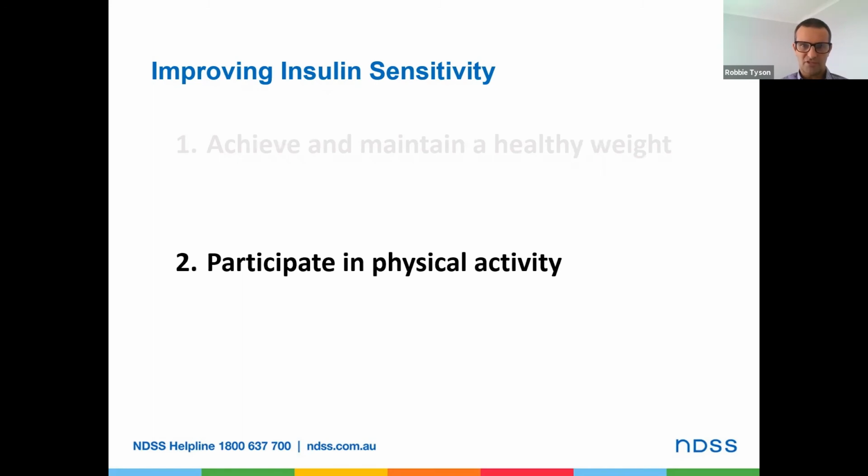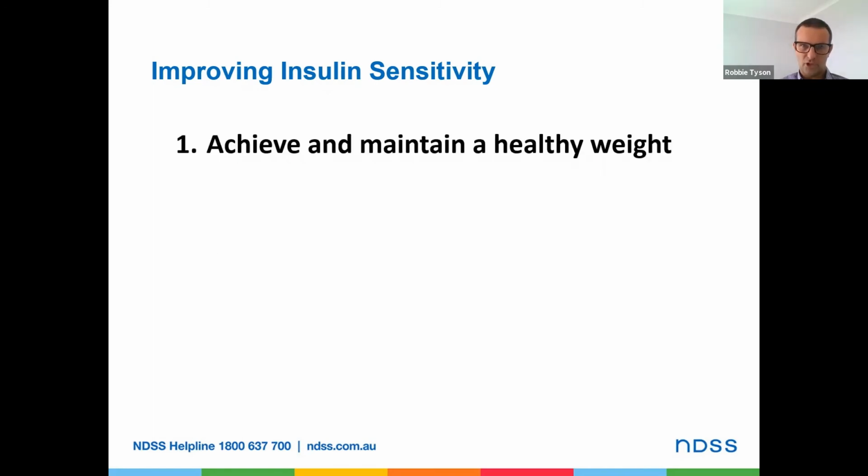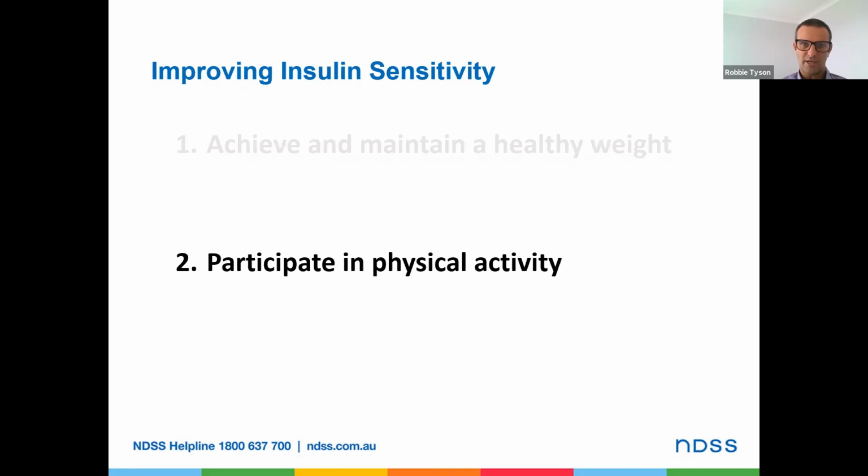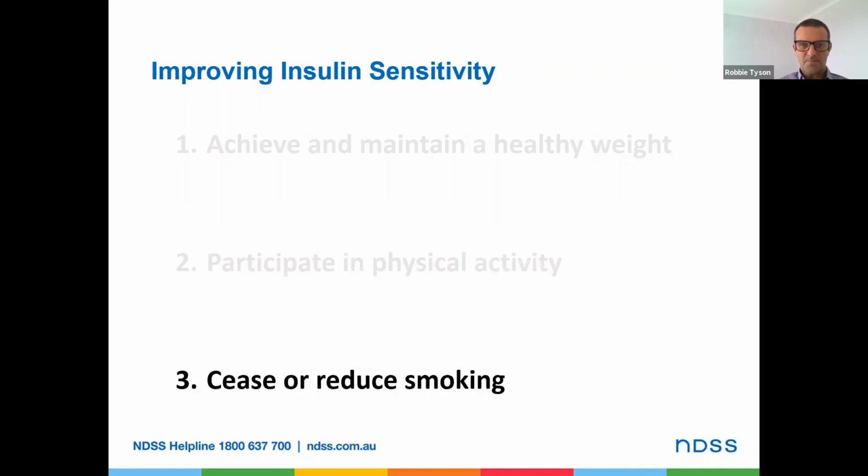We can participate in physical activity, and obviously that will help in achieving and maintaining a healthy weight. The more physical activity we do, the better the body is at using insulin. So the more our insulin sensitivity is increased. So physical activity helps to add those boom gates, which open and close to let the glucose into the cell. Cease or reduce smoking. So these are the top 3 lifestyle things we can do.